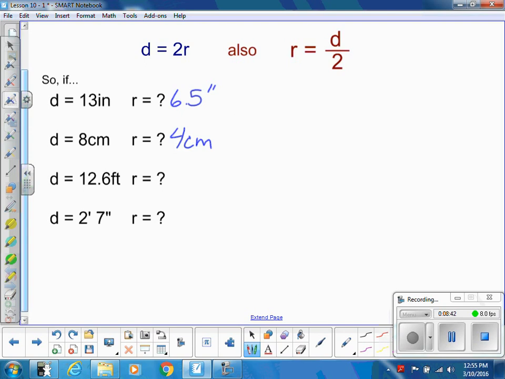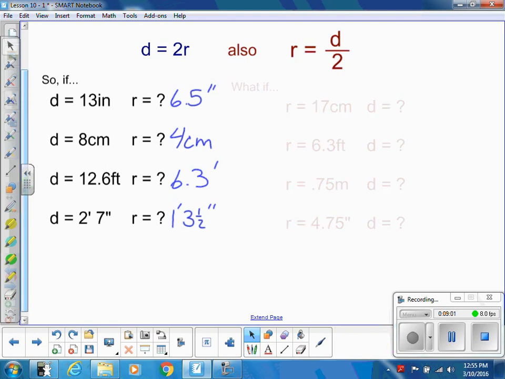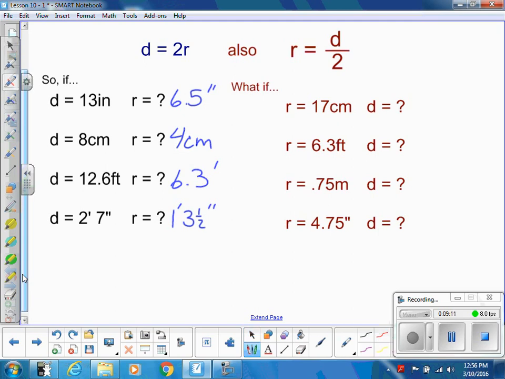If the diameter was 12.6 feet, the radius is 6.3 feet. And again, an apostrophe stands for feet. If it was 2 feet 7 inches, it would be 1 foot 3.5 inches as the radius. And I just go in reverse if they give me the radius and want the diameter. If the radius is 17 centimeters, the diameter should be 34 centimeters.